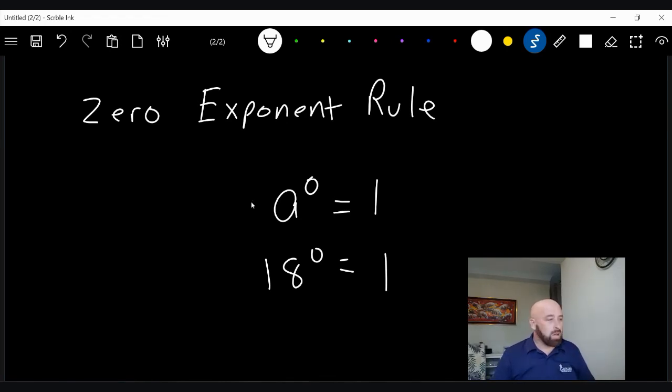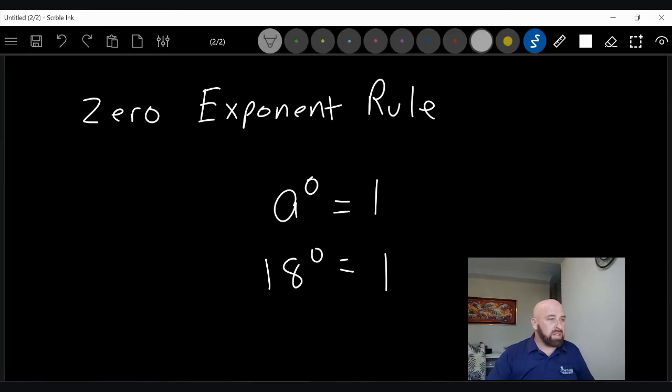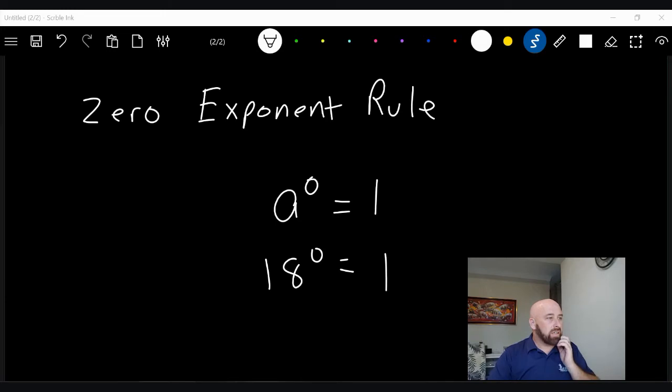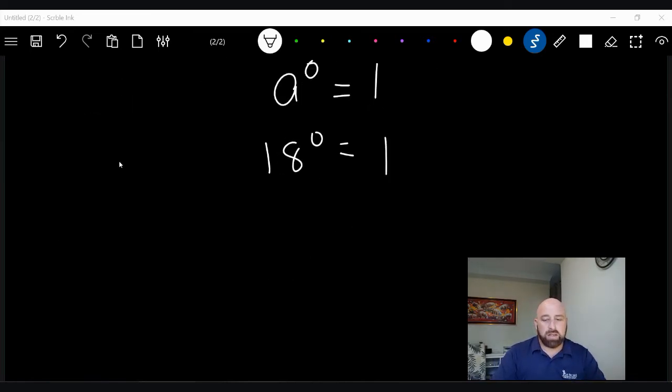Okay. All right. The next and last thing we're going to teach in this lesson is how to write expressions without negative exponents. There's an example here, and it says write these without negative exponents.